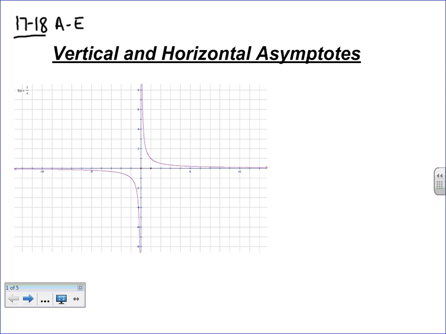A vertical asymptote is a vertical line that the function gets closer to. The function here is the purple graph. It's the function f of x is equal to 1 over x. It has two branches to it, but it's still the same function. The vertical asymptote is the vertical line that the function gets closer and closer to, but never touches.